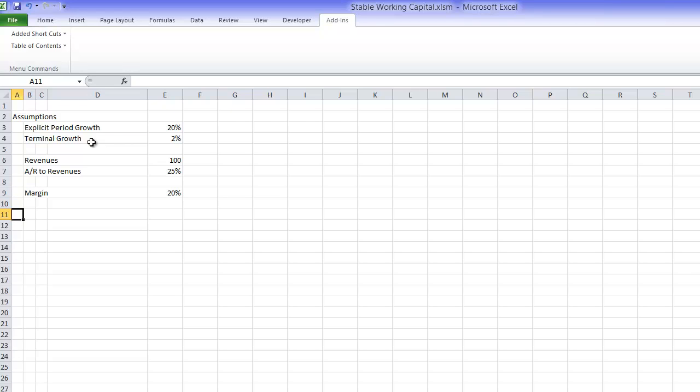And now let's put some timing in here. And let's put a short explicit period. How about we make that 5 years, and terminal period. That's all we need. Okay, I don't think we need anything else. And finally, for evaluation, let's put okay.